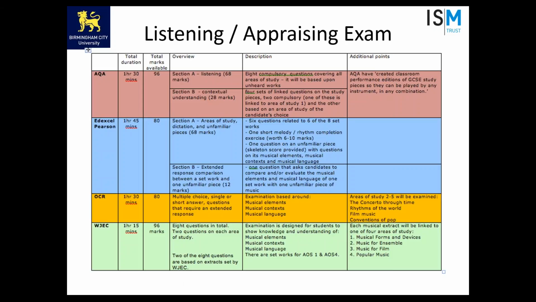And so in a way, there are less differences in some of the papers than there are in the practical parts. I suppose one of the key things, though, is if you look down this chart here, you can see that the Welsh Board exam is only 1 hour and a quarter. And the longest one, the Edexcel Pearson, is 1 hour and 45 minutes. So there's a huge amount of difference there as to how long the actual examination takes, how many questions there are, whether they're based on set works, and then how they link to the previously unheard parts. So each one of these specifications is definitely going to have some questions which are based on music which hasn't been heard before.